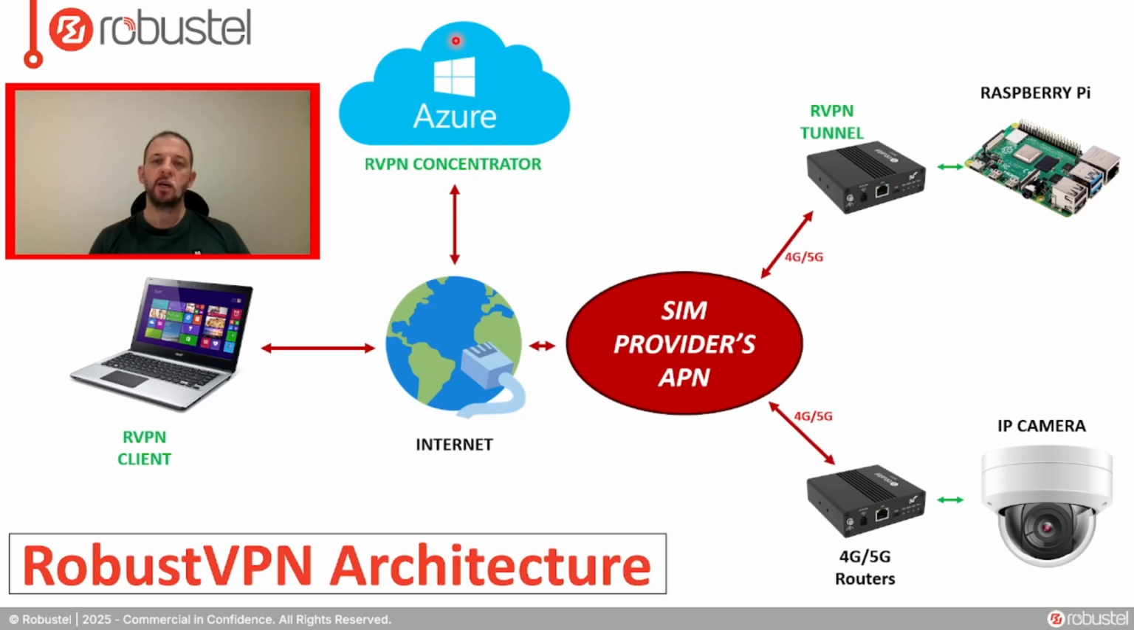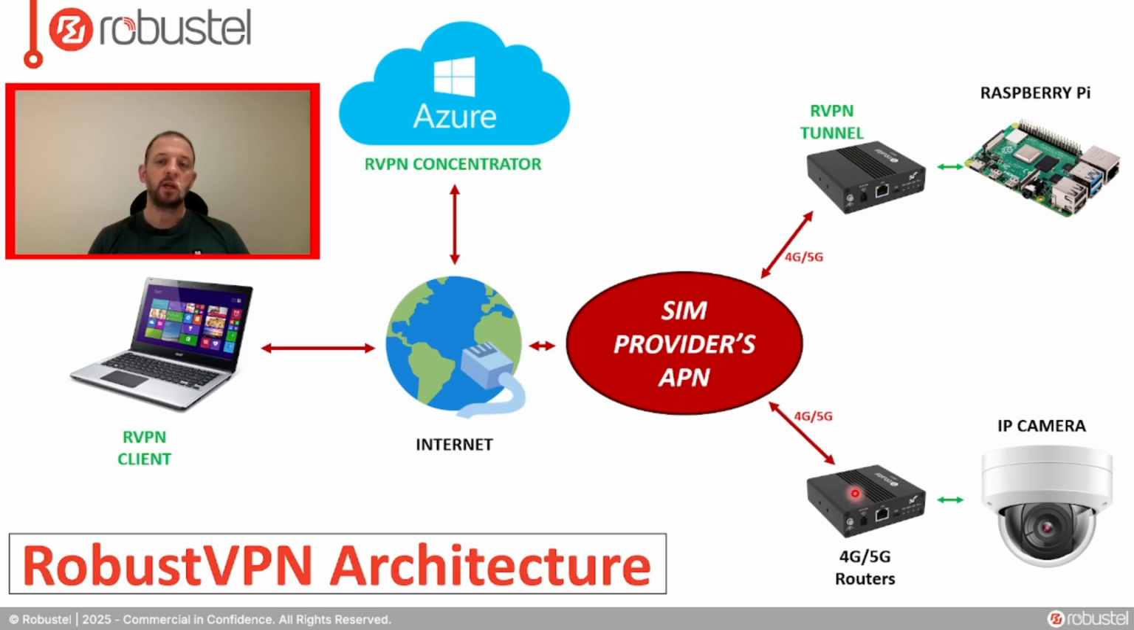Okay, so here you can see a simplified network diagram of a typical RobustVPN setup. So let's work our way backwards from the right-hand side. So we have the target devices. Here we've just given some examples. So here's a Raspberry Pi, which is kind of a placemark for any single board computer or embedded PC. IP camera as well is not uncommon for these sort of things to be connected. They connect over to the LAN interface of the routers.